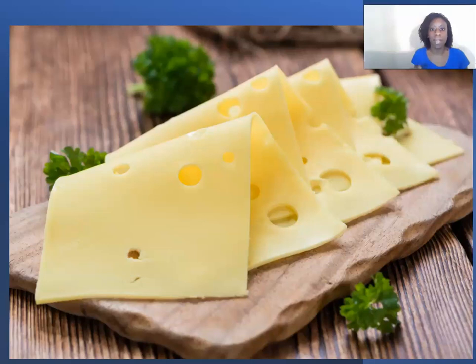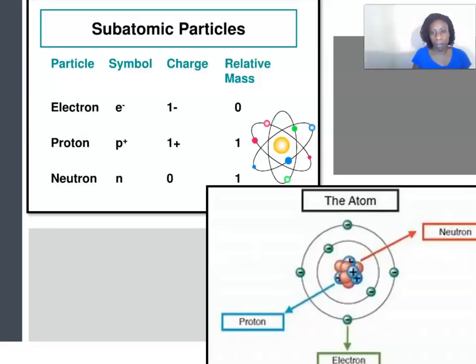So it's the same with subatomic particles. By themselves, they're not going to have the same properties of whatever element they're a part of, but they're necessary. We need all of the subatomic particles to build up the atom, to build up the element. There are three subatomic particles that we really care about for biology's sake, and those are protons, neutrons, and electrons.